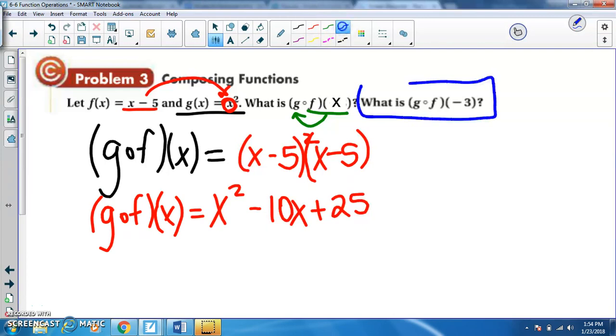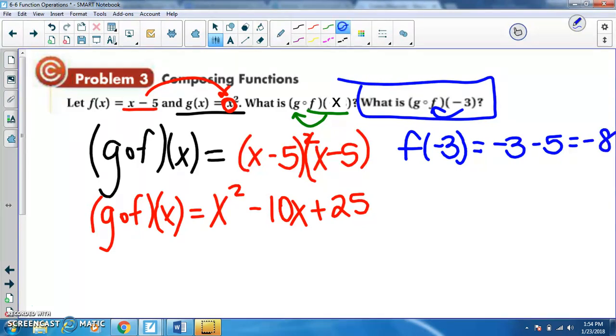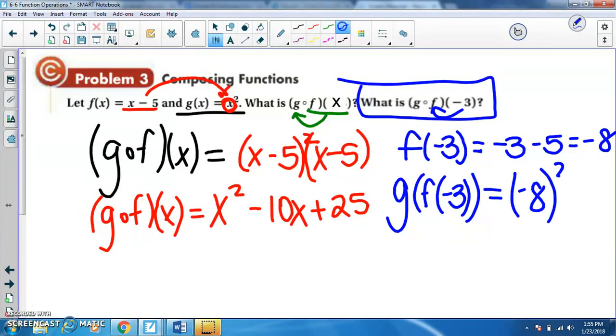In this second part of the question, it says, what is g of f of negative 3? So now we're not plugging in f of x, we're plugging in f of negative 3. In order to find f of negative 3, we first plug in negative 3 into f. So f of negative 3 is equal to negative 3 minus 5, which is equal to negative 8. Then I take negative 8 and I plug that into g. So g of f of negative 3 is equal to negative 8 squared, which is 64. So g of f of negative 3 is equal to 64.